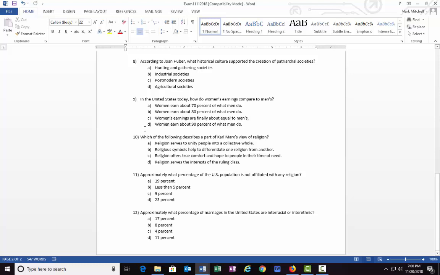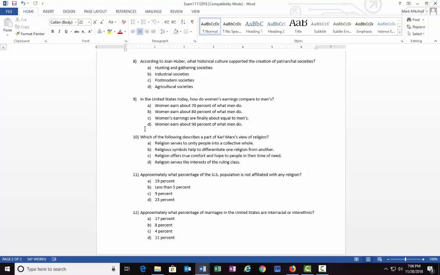Alright, so number 9, in the United States today, how do women's earnings compare to men's? Is it A, women earn 70% of what men do? Option B, do they earn 80% of what men do? C, women's earnings are finally equal to men's. And D, women earn about 90% of what men do.